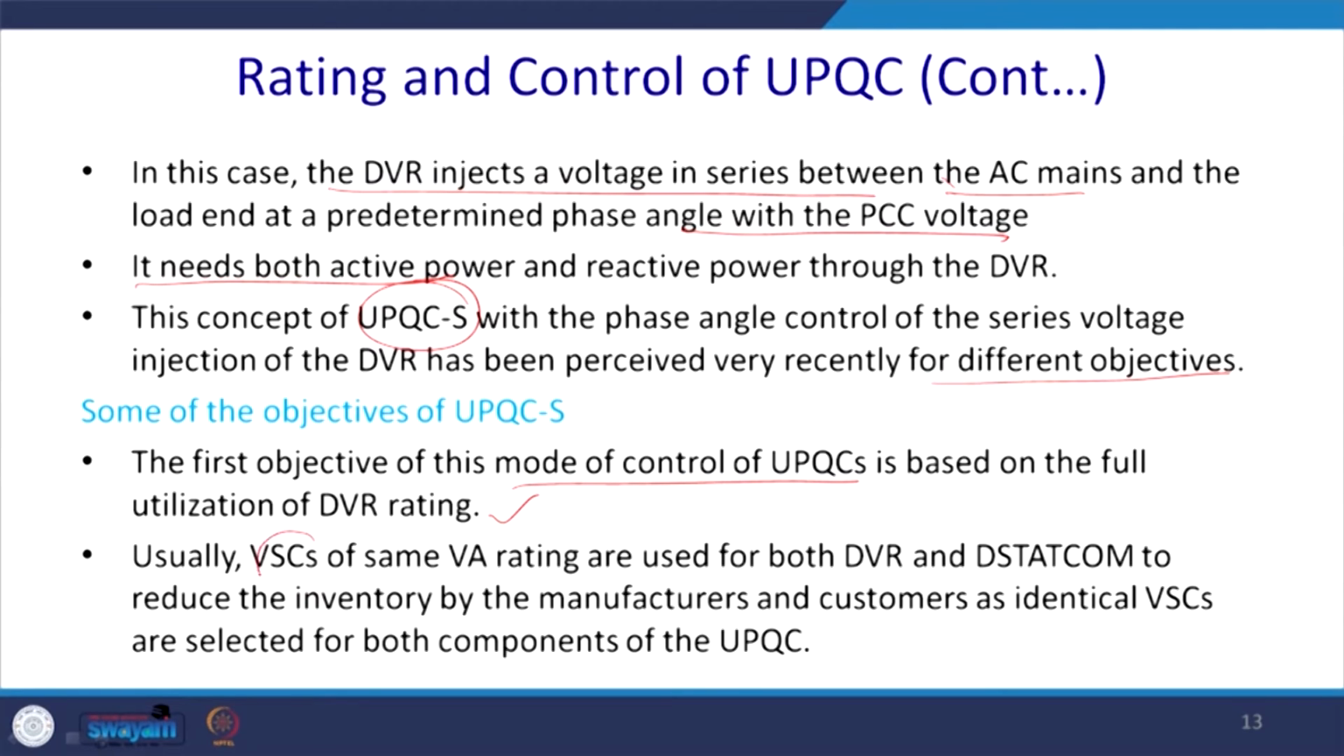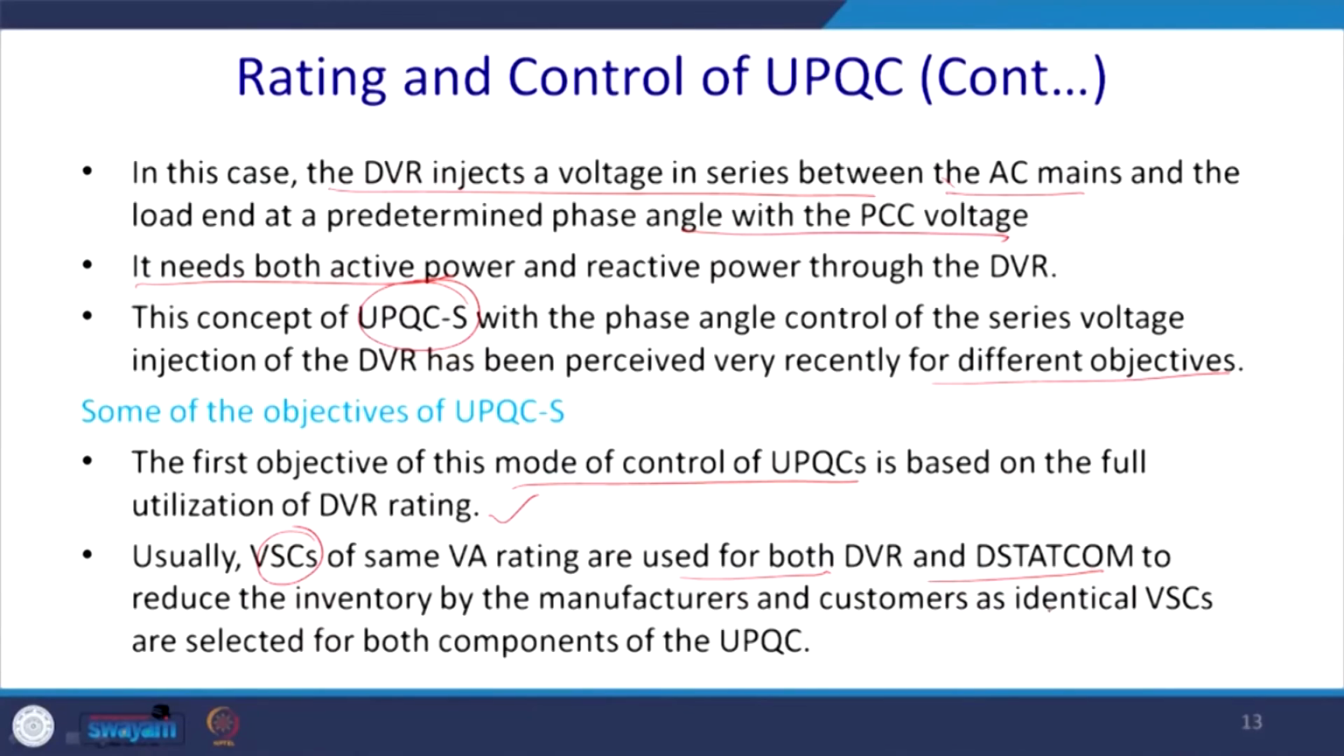Usually a VSC of the same VA rating is used for the DVR and the D-STATCOM to reduce the inventory for manufacturing. If you have a different voltage rating for the different switches, your inventory cost will increase. So, we try to maintain the same voltage level for the DVR as well as the STATCOM. For this reason, first you load the DVR fully and then the current rating will follow.